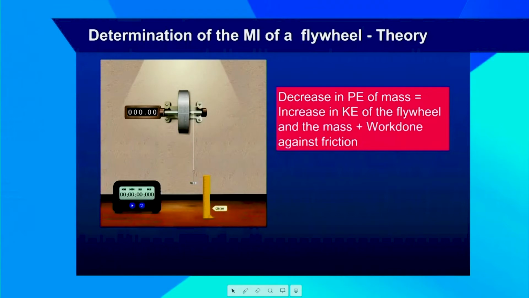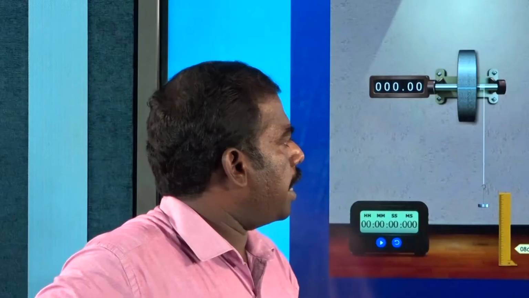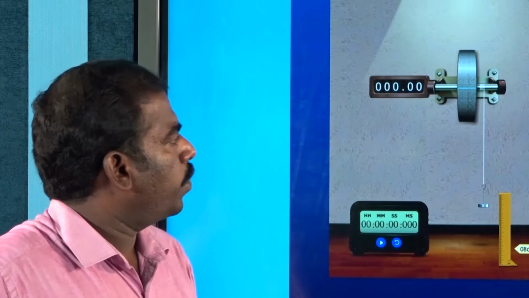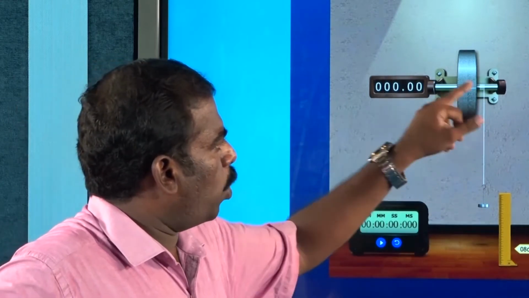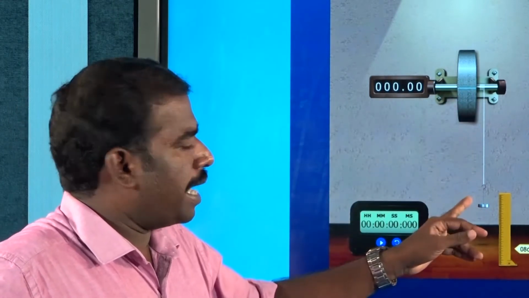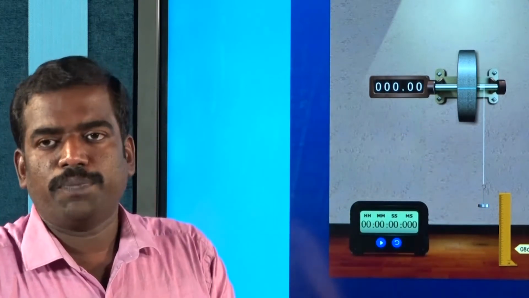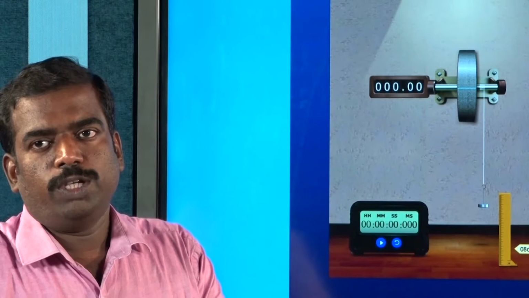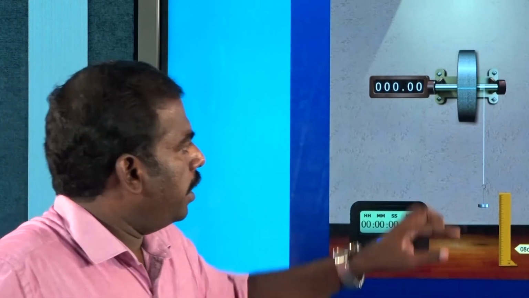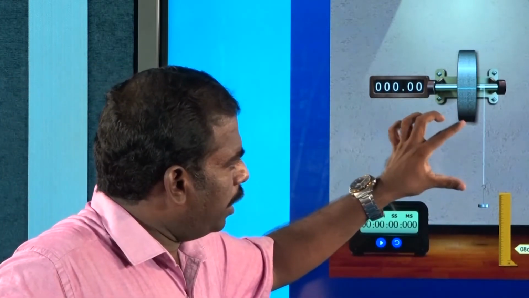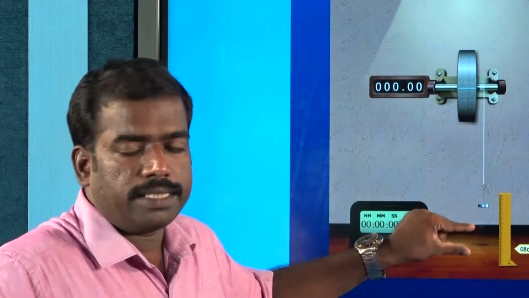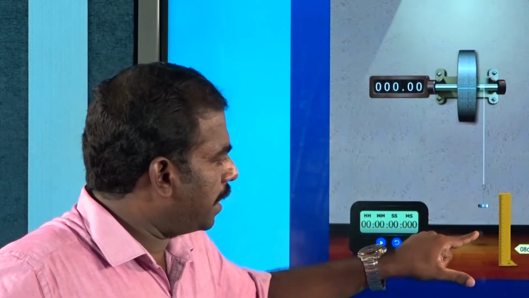A pin is attached at the axle. You need to take a cord. One end of the cord is slipped onto the peg, and a weight hanger is attached at the other end. Before starting the experiment, you should be careful that the length of the cord is adjusted so that the weight hanger just touches the ground.